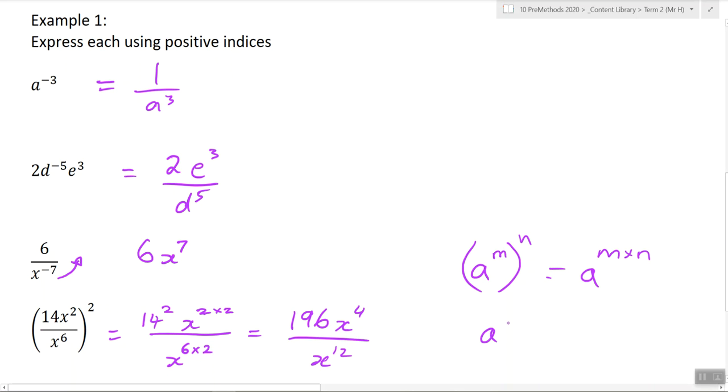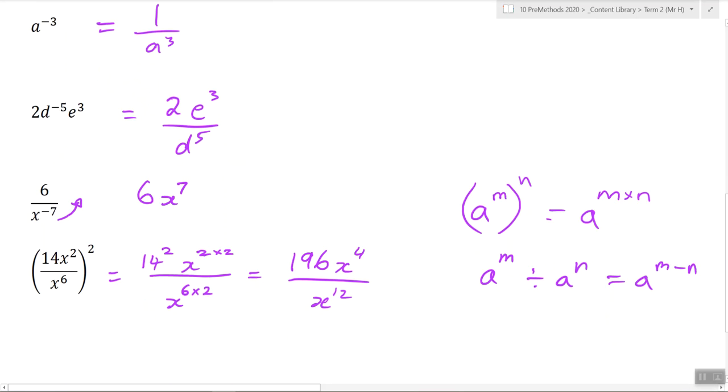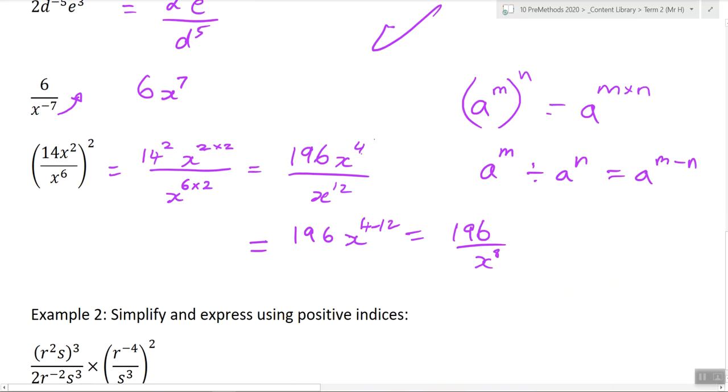What do we do? You do the m minus the n. So 4 minus 12, I guess you could do that, and then bring it under. So we've got 4 on top minus the 12 on bottom, okay? 4 minus 12, that becomes -8, so then you bring it under the fraction. All right.